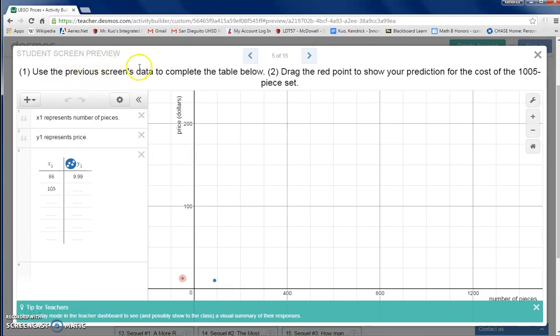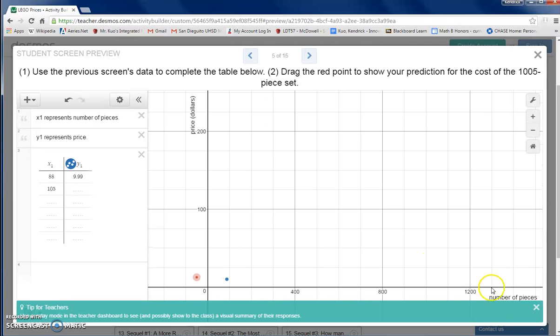So it says, use the previous screen's data to complete the table below. Drag the red point to show your prediction for the cost of a 1,005 piece set. That is the set that we saw in the beginning of the slide. So what we're going to do here is, since we have the number of pieces on our x-axis and the price on our y-axis, you want to just label and plot these points.